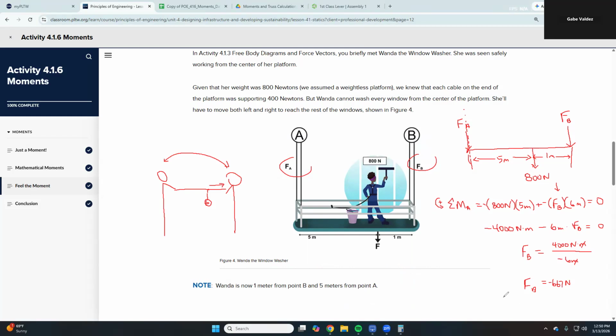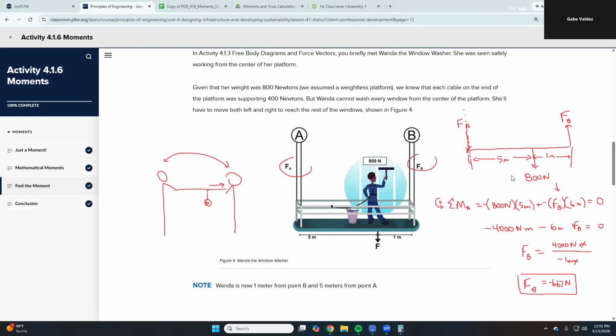Negative. Okay. So what that means really is that my direction was wrong. I drew my force downward, but we know that if Wanda steps on this, these cables are going to pull up. And so this force is actually upward and not downward. I assumed that it was downward. My answer is negative, and so what that means is that this is actually upward.